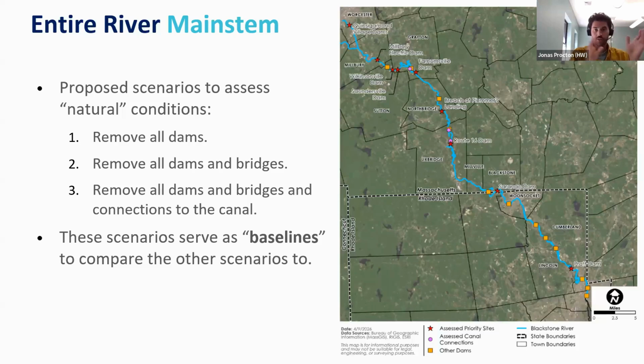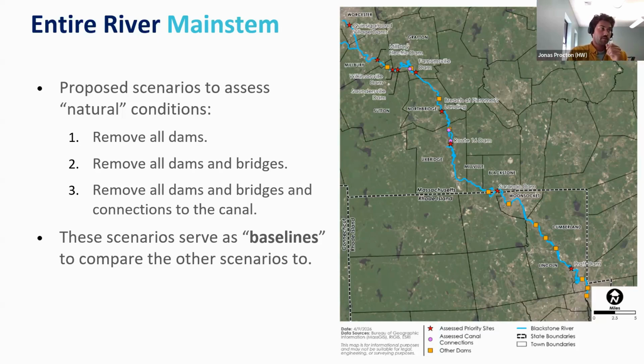In our H&H model, which is the program HEC-RAS, which some of you may be familiar with, we've already built in all the dams, the bridges, and how the canal interacts. So the first scenario would be to take the dams out of the model and basically ask, what are the water levels without any dams in the river? What would a damless Blackstone actually look like from a hydrologic and hydraulic perspective? Would water levels be lower? Would they be moving faster? How would flooding be lower?